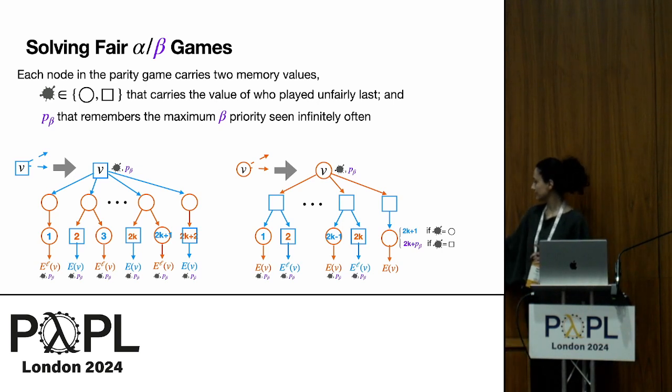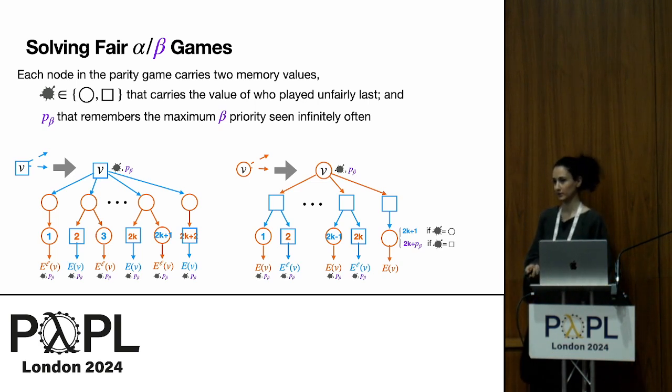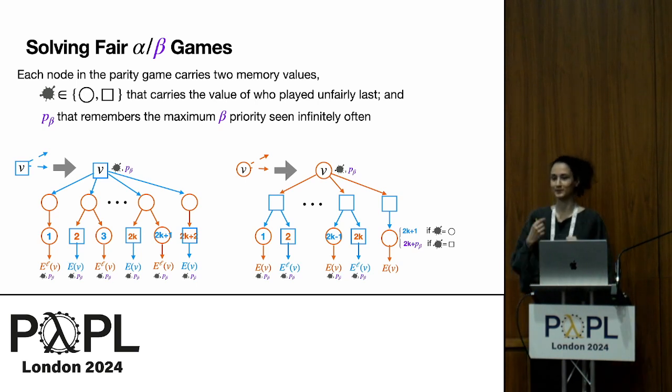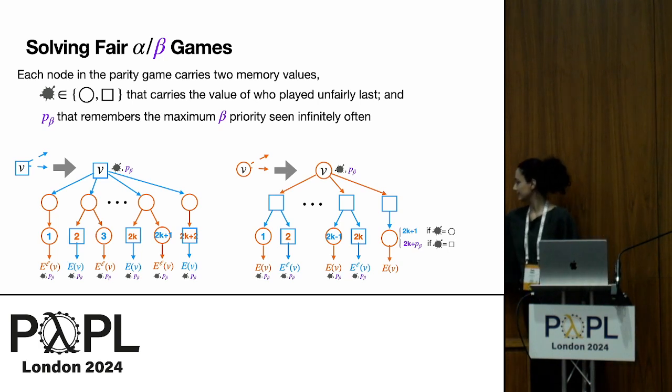if the memory value is a circle, this just keeps on carrying the alpha priority. If it is square, this switches to beta priority, which means that this node will be activated infinitely often if and only if both of the players play unfairly infinitely often. And then this game will be dominated by the beta priority. But if not, if both of the players don't take their leftmost edge infinitely often, then this will not be activated infinitely often, and therefore we will just win according to the alpha priorities.